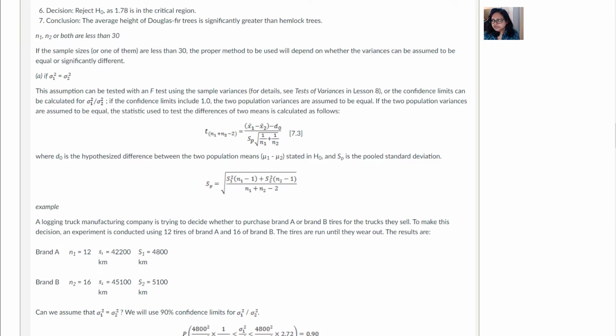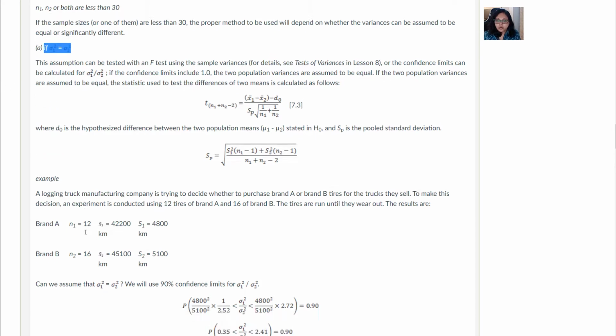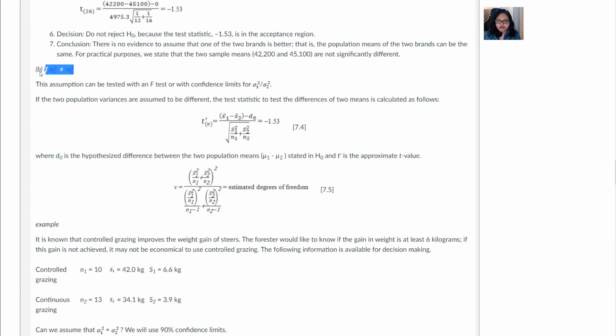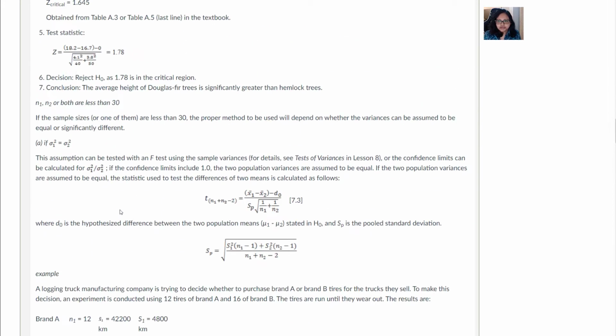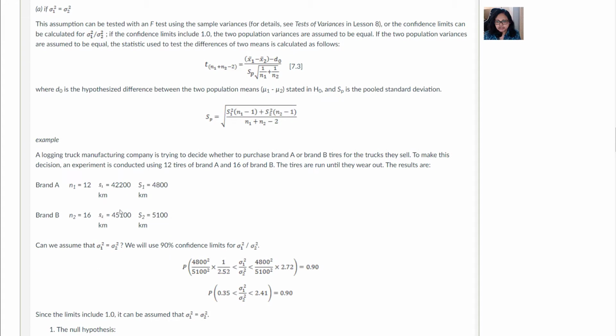Now the question is, if we have two sample sizes, they both are small, and the standard deviation or variance for the two populations, we don't know them. Then we need to think about two conditions. One is whether we can assume that the population variances are the same or the population variances are not the same. So in these two options, we need to find out at first which one we want to use.